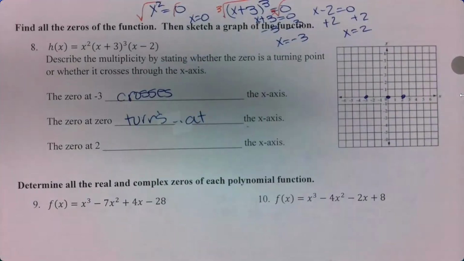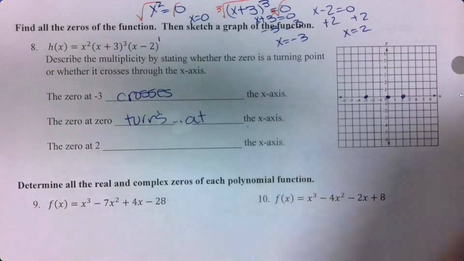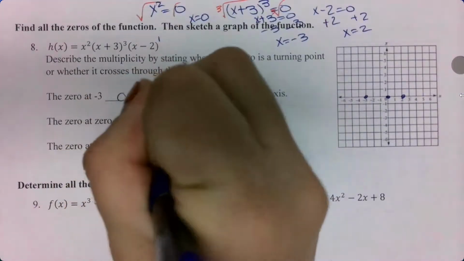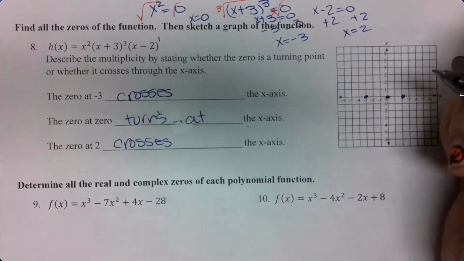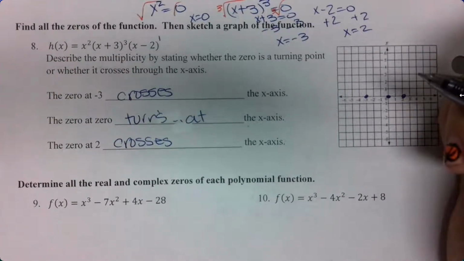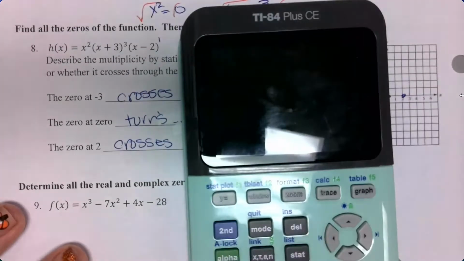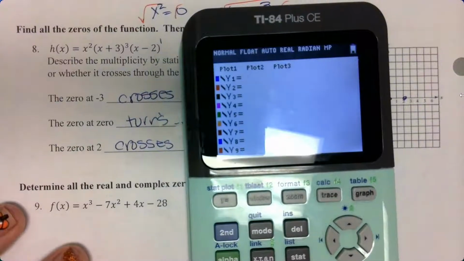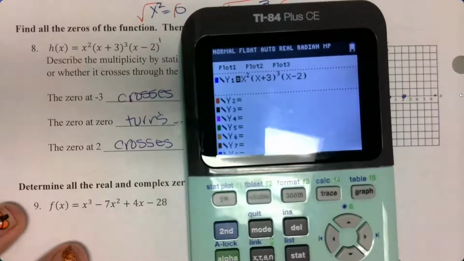At the x-axis, and the 0 at 2, there's no exponent here, which is an implied 1, means it crosses. And then all of my x values are positive, so that means it should be going up. I'm going to graph this on my calculator. I have x squared times x plus 3 cubed times x minus 2. And then I'm going to graph it.